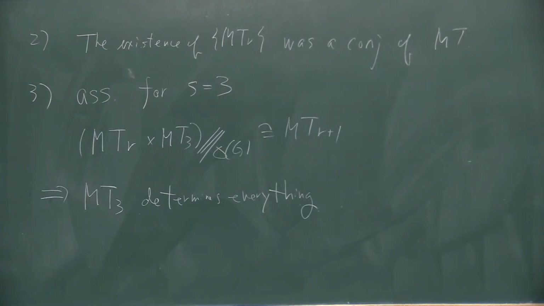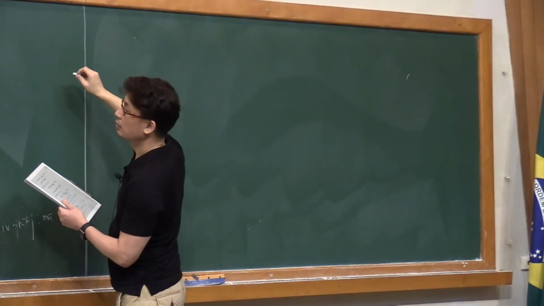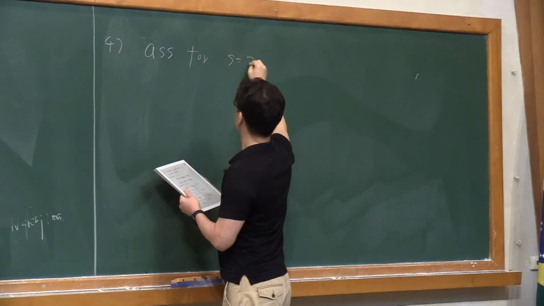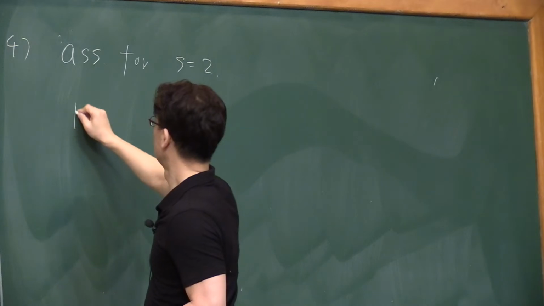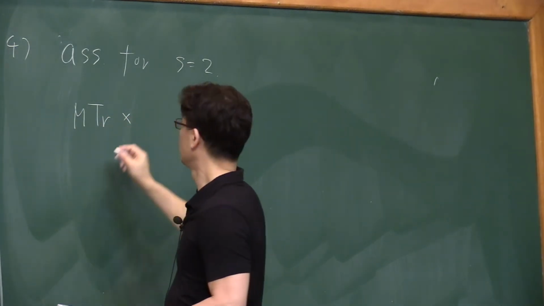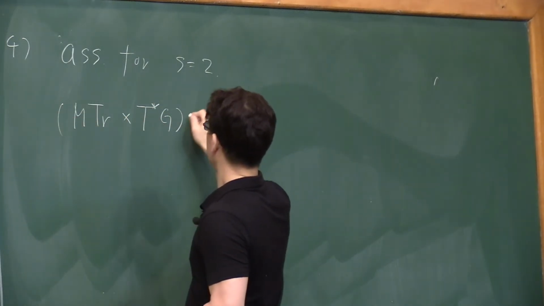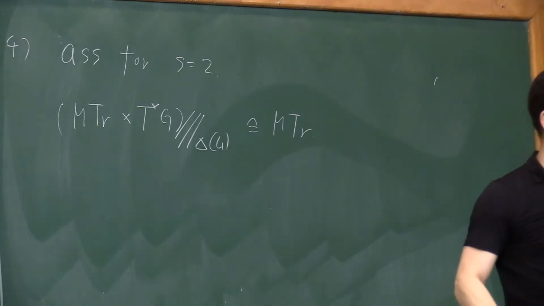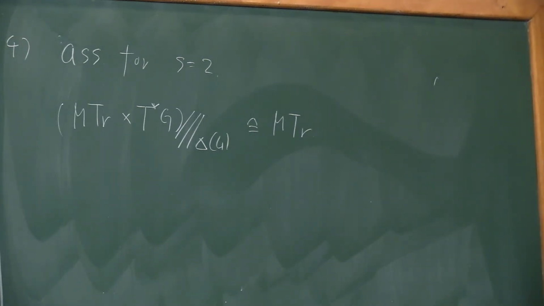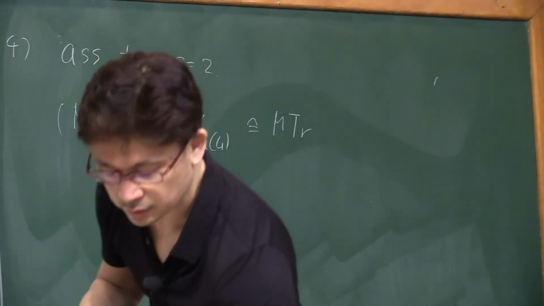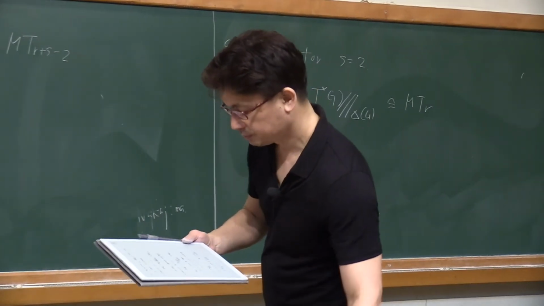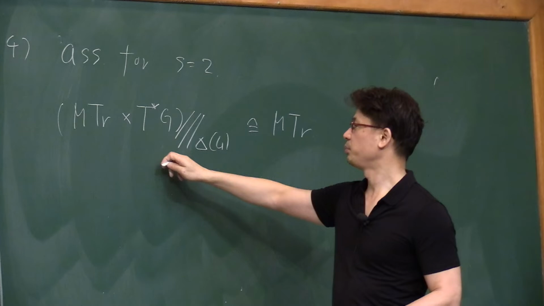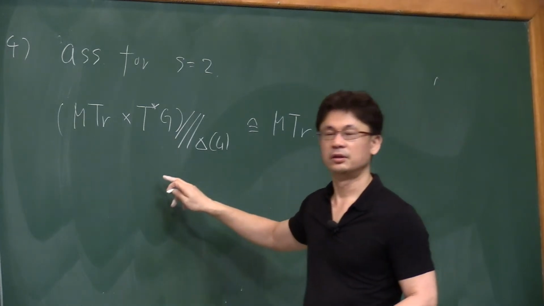Now, next, let's look at this associativity condition for S equals 2. Then it says MT_R times MT_2, which is the cotangent bundle to G, and if you do symplectic reduction, you get MT_R. So this reduction doesn't change MT_R. So this is what it says. Because the cotangent bundle is a very easy, simple manifold, we should be able to check this isomorphism. So let's try to check.